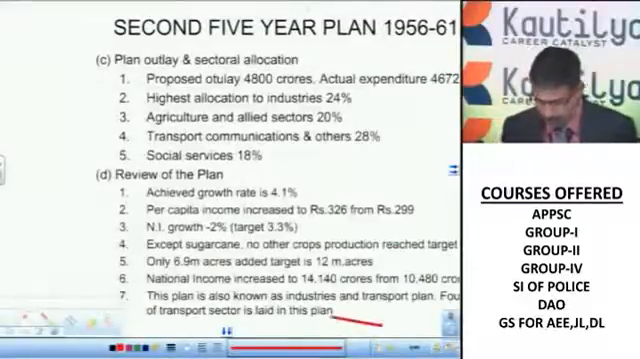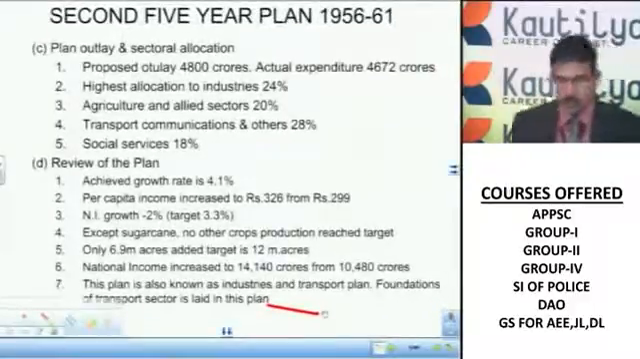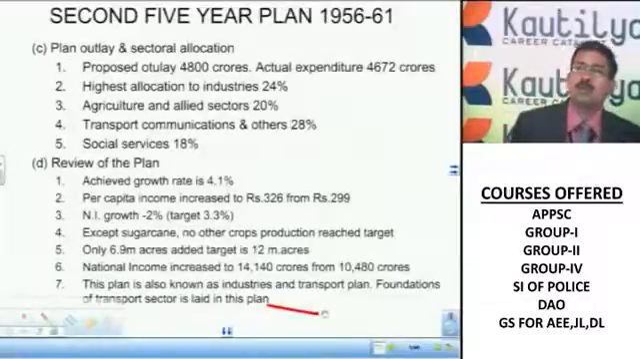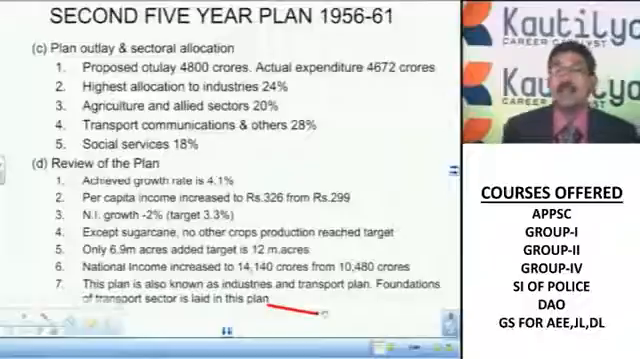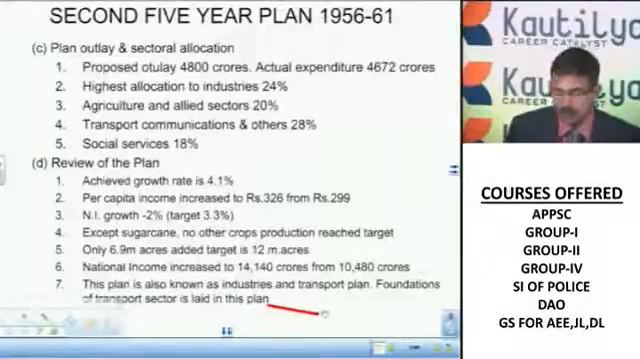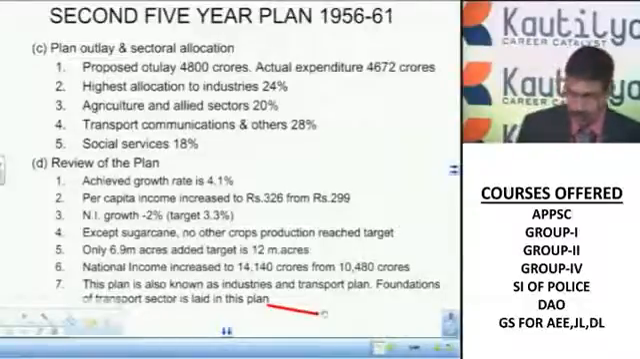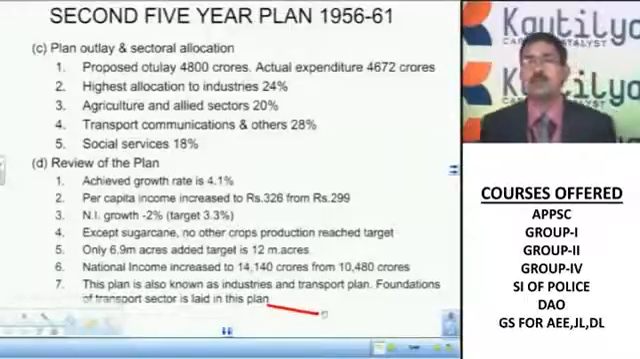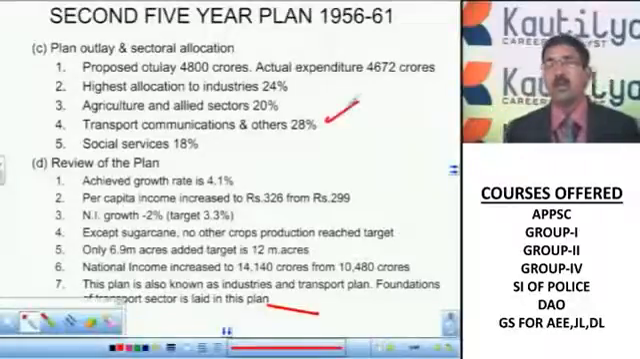Now the sectoral allocations. Though the proposed outlay is 4,800 crores, the actual expenditure is only 4,672 crores. The highest allocation to a single sector was given to the industry sector, to the tune of 24%. Agriculture and allied sectors were given 20%, social services 18%, and transport and communications along with others 28%.